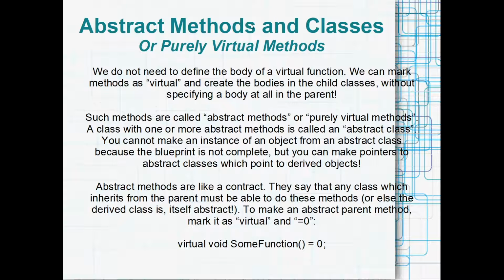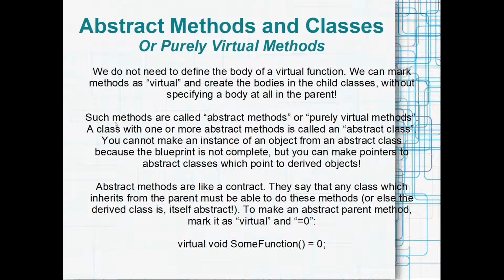Okay, on to abstract methods and classes, or purely virtual methods, these are sometimes called. So we're just going to run through all of these terms and have a good look at an example at the end. We don't actually have to define the body of a virtual function at all. What we can do is mark a method as virtual and not specify a body at all in the parent class, but then the child class itself can specify the body to a function, if it feels like. Or the child class itself would be abstract.